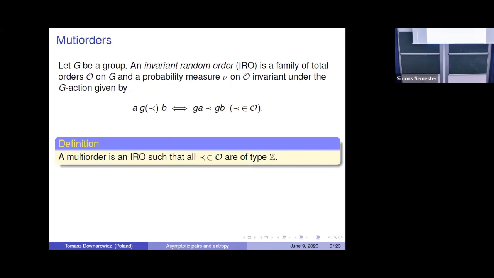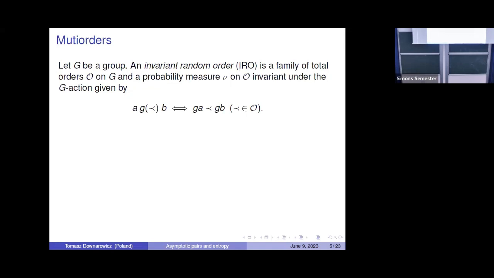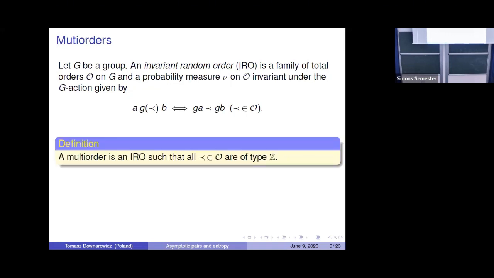and we want an invariant measure. Sorry, this is too much. We want an invariant measure on this family of orders. So this is what we call a multi-order, or invariant random order. But our invention was slightly more restricted. We want all these orders to be of type Z. An order of type Z is defined as either order isomorphic to Z, or all order intervals are finite and there is no maximal nor minimal element.